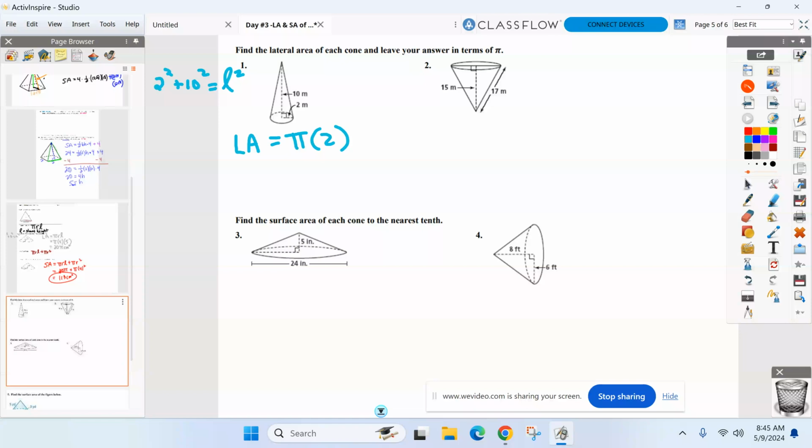I just got a calculator thing here, by the way. What's it giving you? I know it's the square root of 104, but what's your calculator simplifying it to? 2 radical 26. All right, thank you.